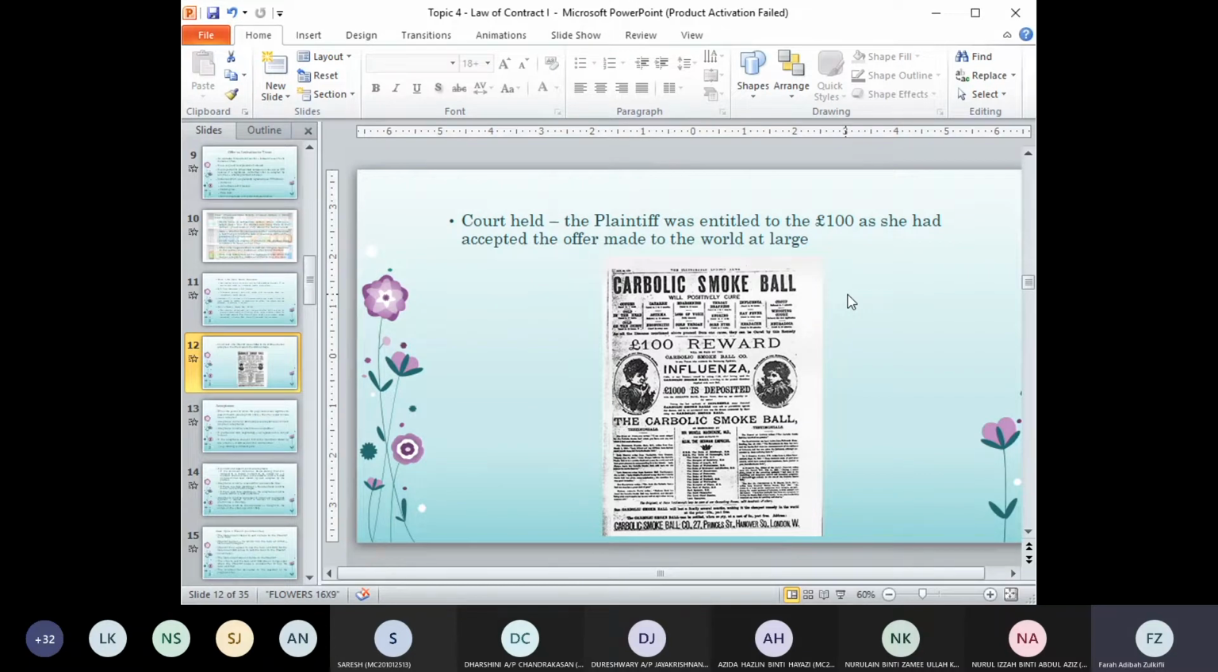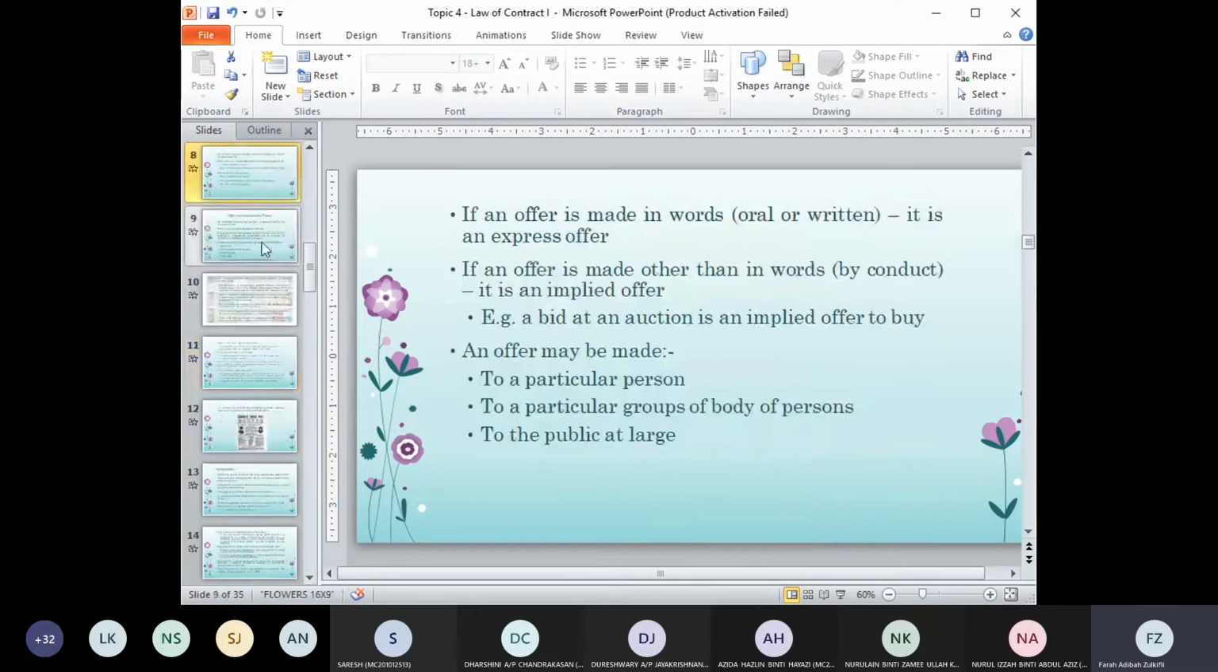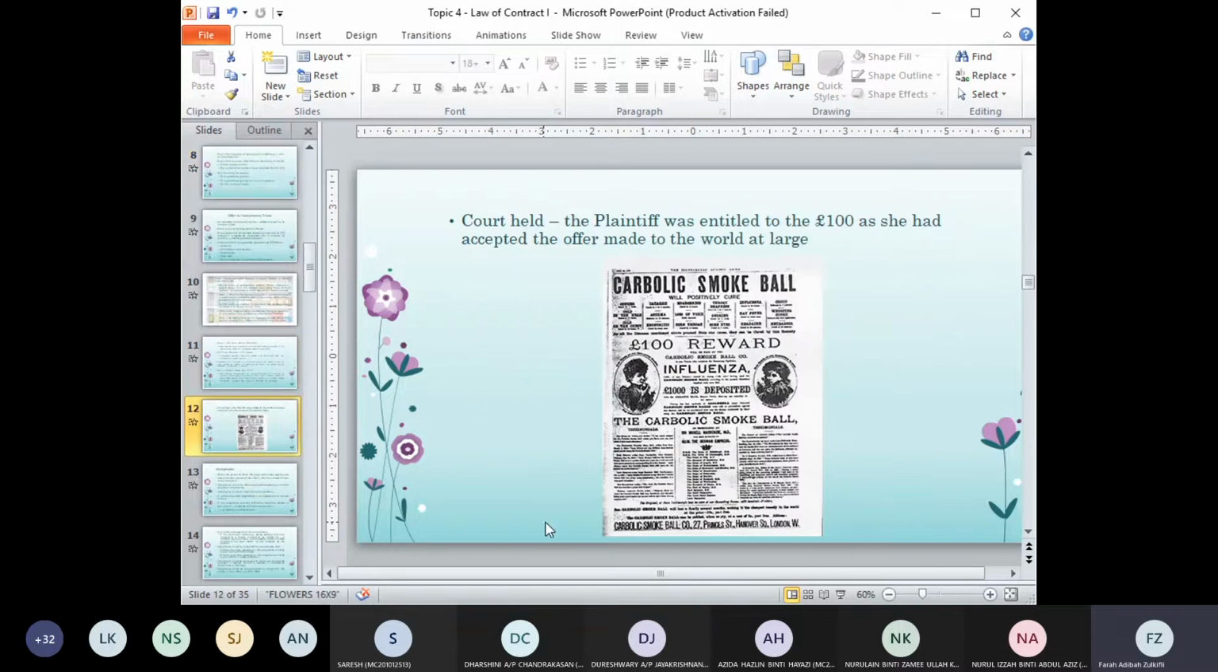So in this case, the offer is what we call the third category, this one. An offer made to the public at large. So what the company is doing is actually making an offer to the public at large. So they are making an offer. Okay, so I offer that if you use our product for 3 months and you are still not healed, we will pay you money. So that is not an invitation to trade, but it is an offer.